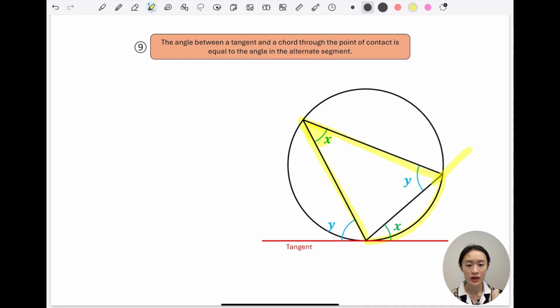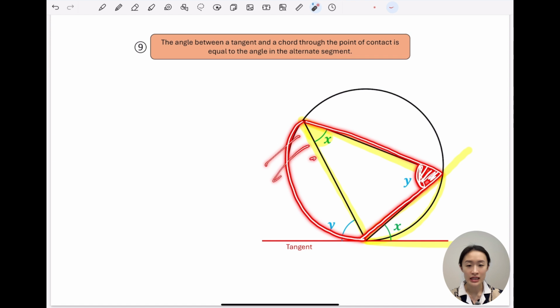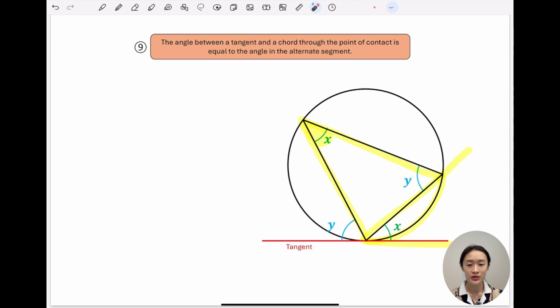Now, when we are doing the question, it's very useful to highlight the arc just so that we can see which angles are equal. So for example, if we have this angle y here, it's created by this arc, and this arc is contained in this angle, therefore these two angles are equal. Okay, so what we are going to do now is to prove that this theorem is true.